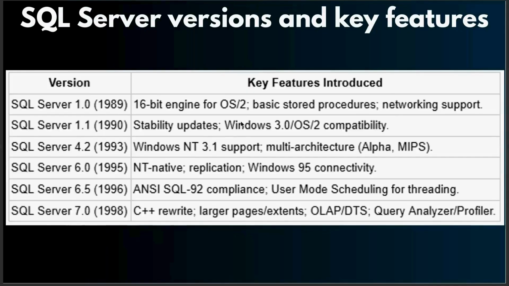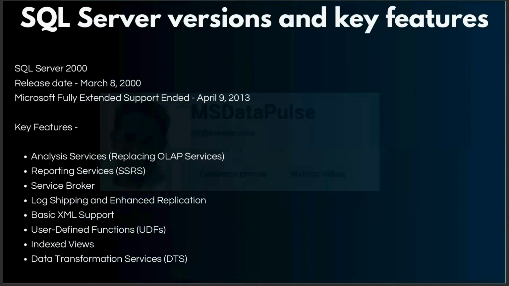While these versions are considered legacy or stale by today's standards, it is still helpful to see where the technology began. Now let's move forward to the year 2000, where SQL Server really started to evolve into the powerful system we use today. SQL Server 2000 released on March 8, 2000. It was the first version to support 64-bit architectures and scale to handle terabyte-sized databases. Its extended support ended on April 9, 2013.